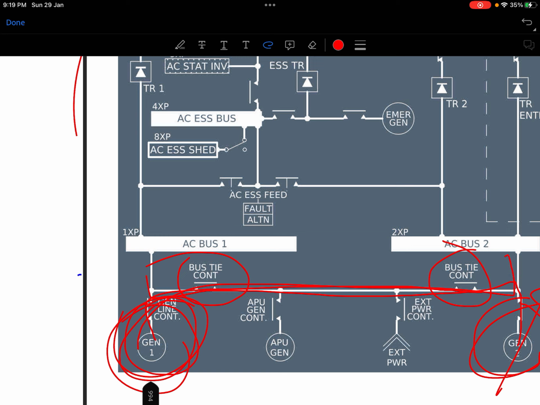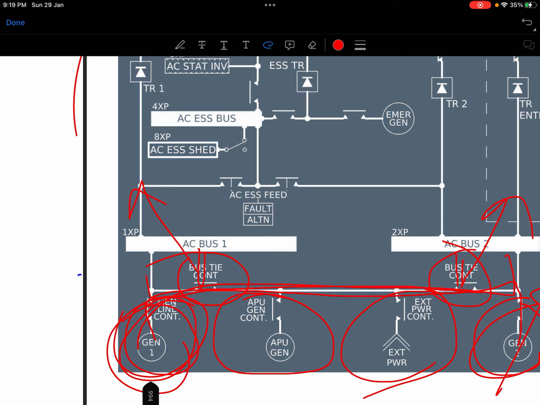Or if it is off, then you won't be able to connect another generator, you cannot crisscross each line. So if these switches are off, then you won't be able to connect your APU and external power also with the supply, right?